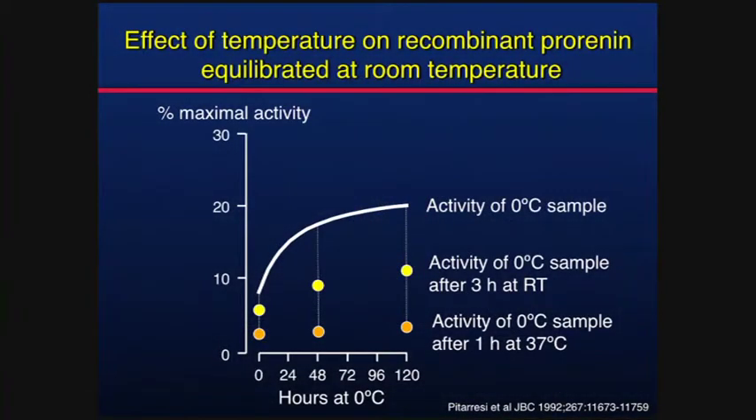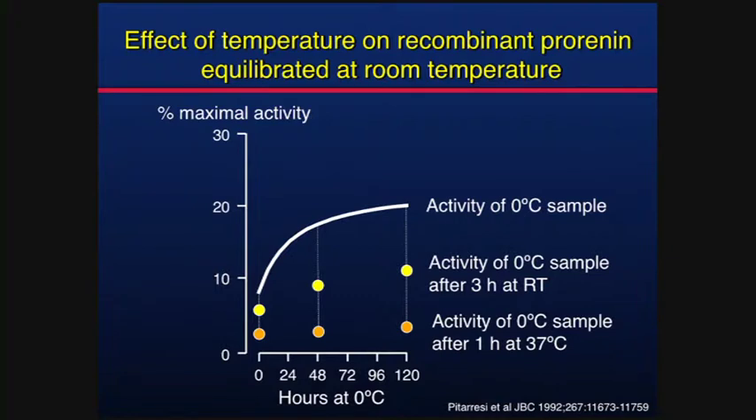Now, this slide demonstrates the effect of temperature on the activity of recombinant prorenin. And here we have a sample which has a very low activity at 37 degrees, but if it's cooled down to 0 degrees, shown in the white line, you can see that there's a much higher activity. And this increases with the amount of time the sample is at 0 degrees. But let's say after 48 hours, we take this sample and bring it to room temperature over 3 hours, then the amount of measured renin activity, or if we were using an immunoassay, the amount of renin, would halve.